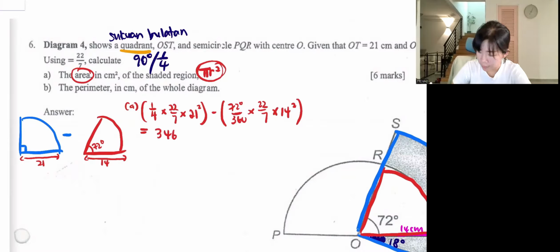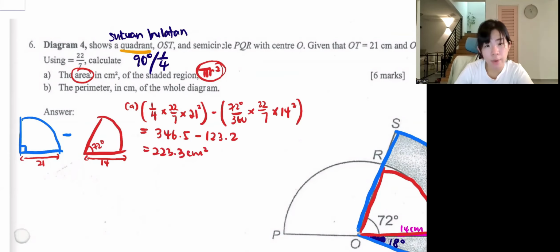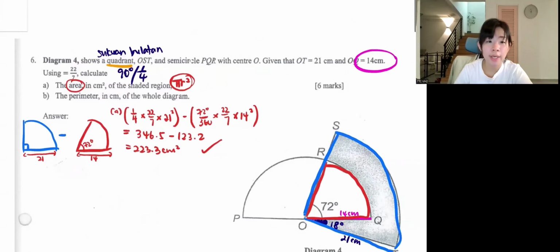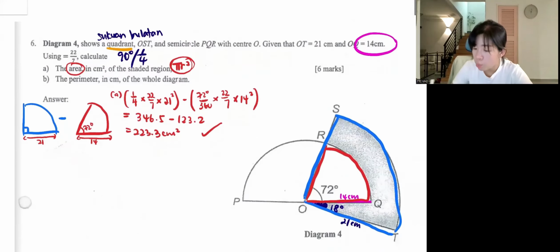So 346.5 minus 125.2. So you get 223.3 cm square. 3 marks. Okay, next, find perimeter of the whole diagram.